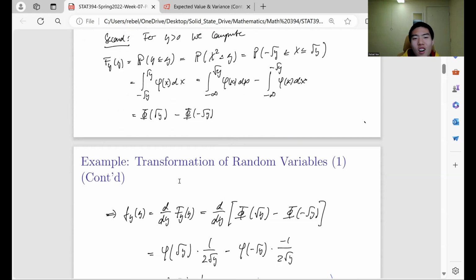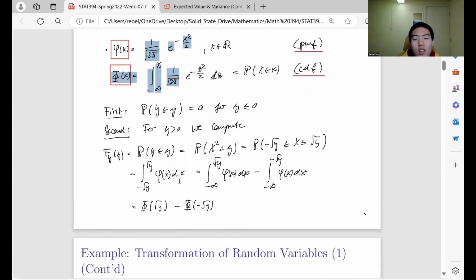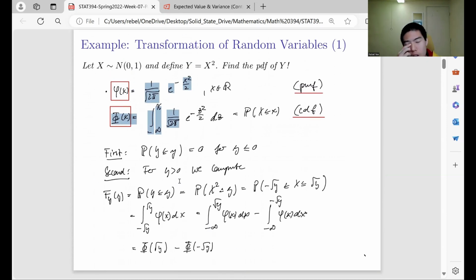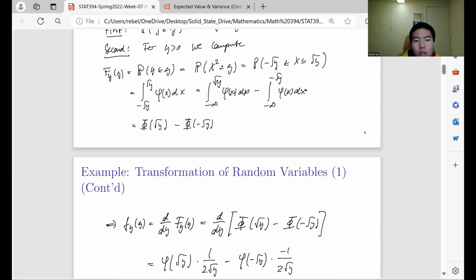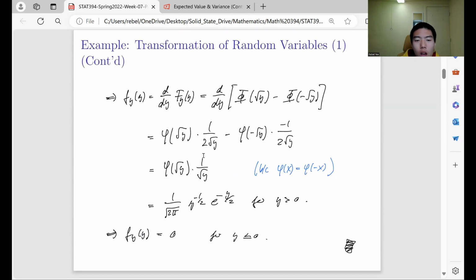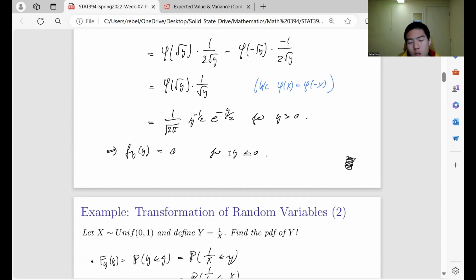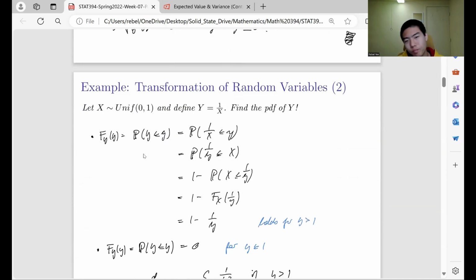Okay, so this is roughly how we compute an example of transformation. As we can see, I think the most difficult part in this problem is changing x from y. We also notice this is only for y greater than 0, so its domain is not the real line. So we need to separate the interval. If y is smaller than or equal to 0, then its PDF becomes 0.